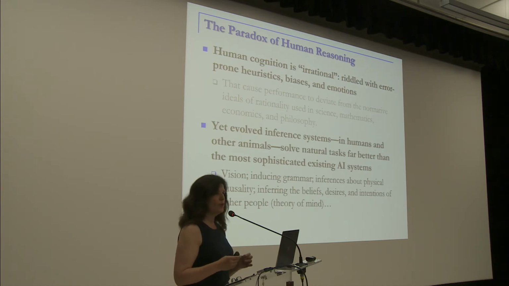Yet, evolved inference systems, both in humans and in other animals, solve natural tasks far better than the most sophisticated existing artificial intelligence systems. Just think about cases like vision, inducing the grammar of a language, inferences about physical causality that infants make, inferring the beliefs, desires, and intentions of other people, as in the theory of mind literature, with babies 15 months old, or if you're very conservative, 3 to 4-year-olds.